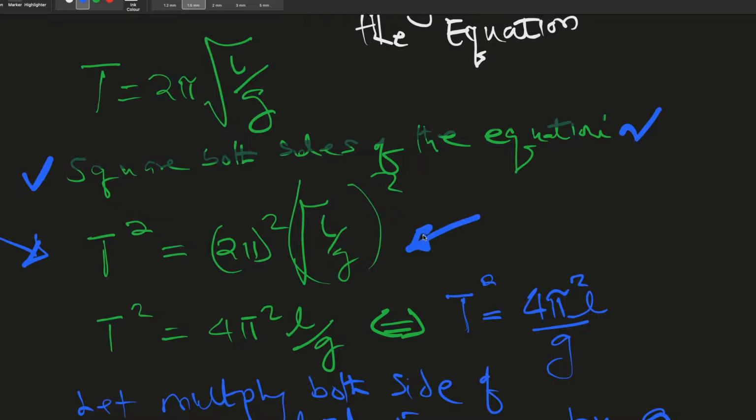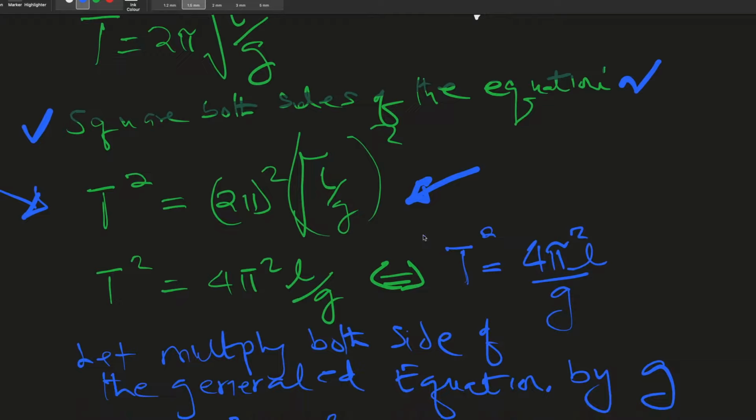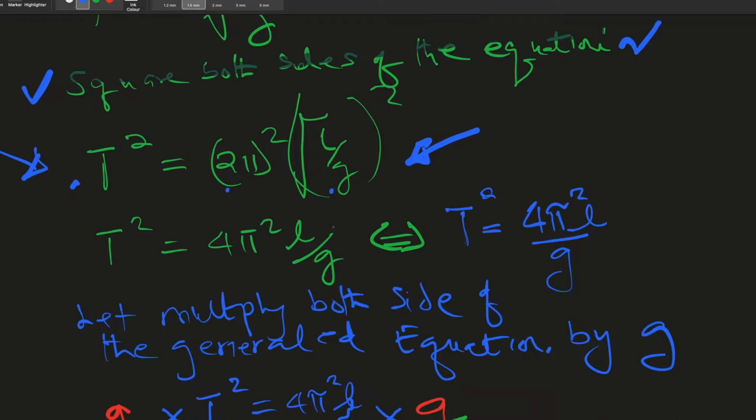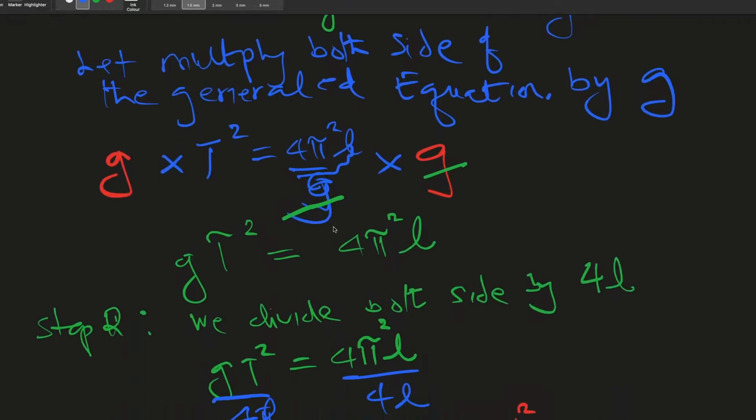Okay, then we say T squared is equal to 4 pi squared LG. You have to square both sides. So we square this, we square that, and we square that. Then we multiply both sides of the equation by G, as you can see from here. Okay. Then this G cancels this G.